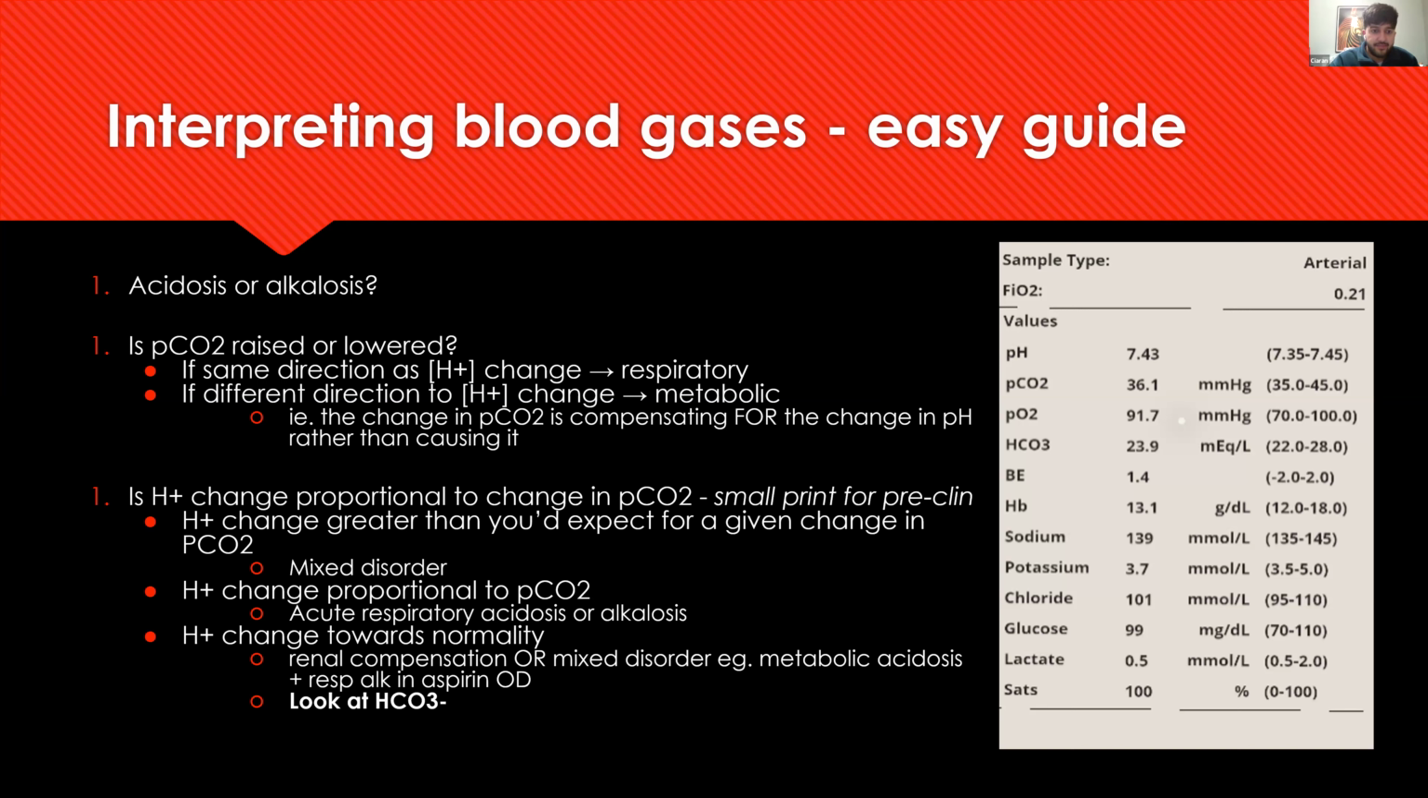And then finally, you want to look at whether the hydrogen ion change is proportional to the change in the PaCO2. That's very small print, but that's because we want to consider whether there's a mixed disorder at play. We can also look at the bicarbonate, as I've been mentioning, to decide whether this is either an acute or a chronic picture. Is there compensation taking place or is there not?